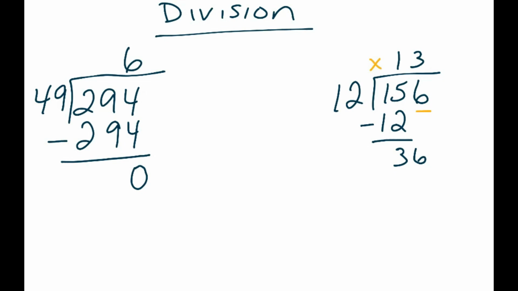And next we must multiply 12 times 3. 12 times 3 is 36. Again, the next step is to subtract. 36 minus 36 is 0. And now we're done. There are no more numbers to bring down, and there are no more numbers to divide into. 156 divided by 12 is 13.